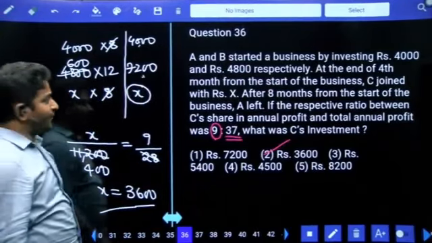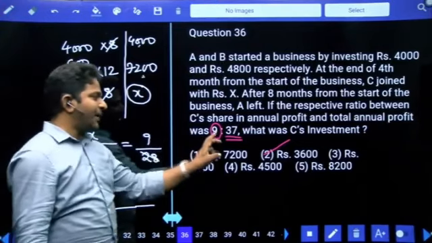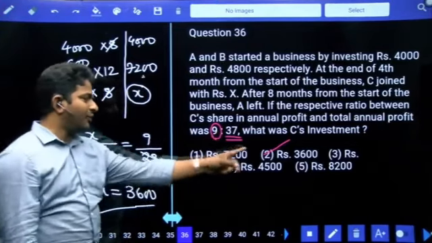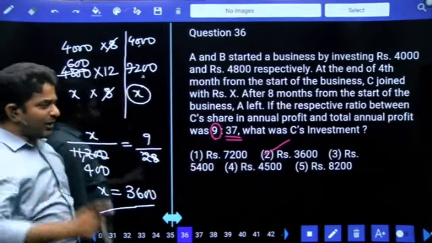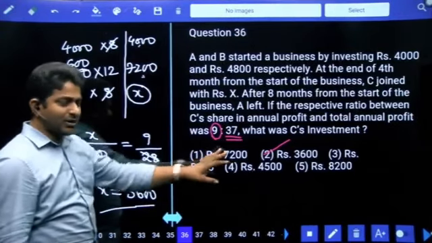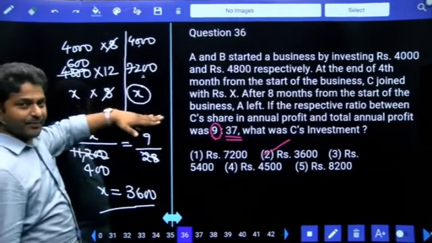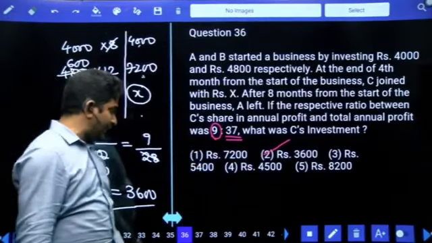his investment. X is equal to 9 parts. Answer should be a 9 multiple. 4 options are there. If there is only one option which is a 9 multiple, you don't have to solve after getting this. Because there are 4 options, you are forced to calculate.